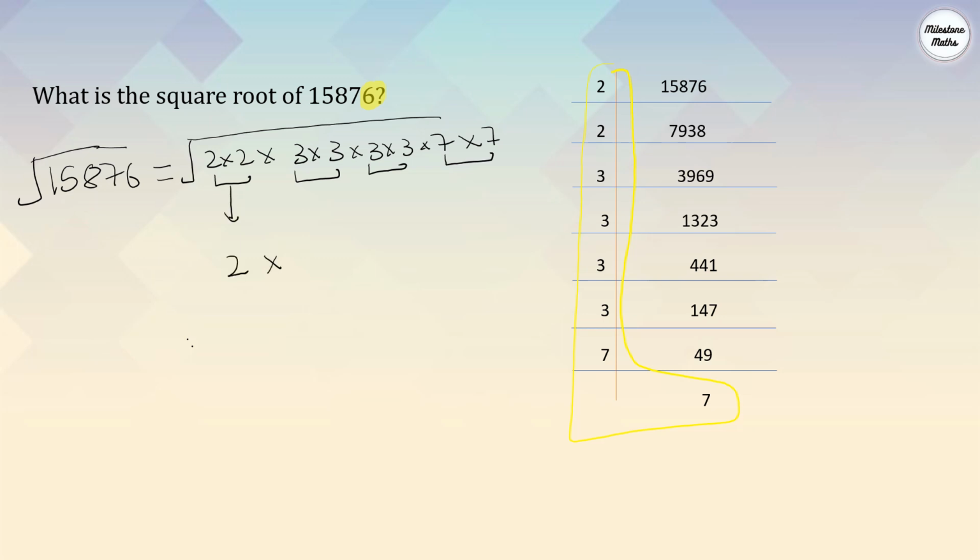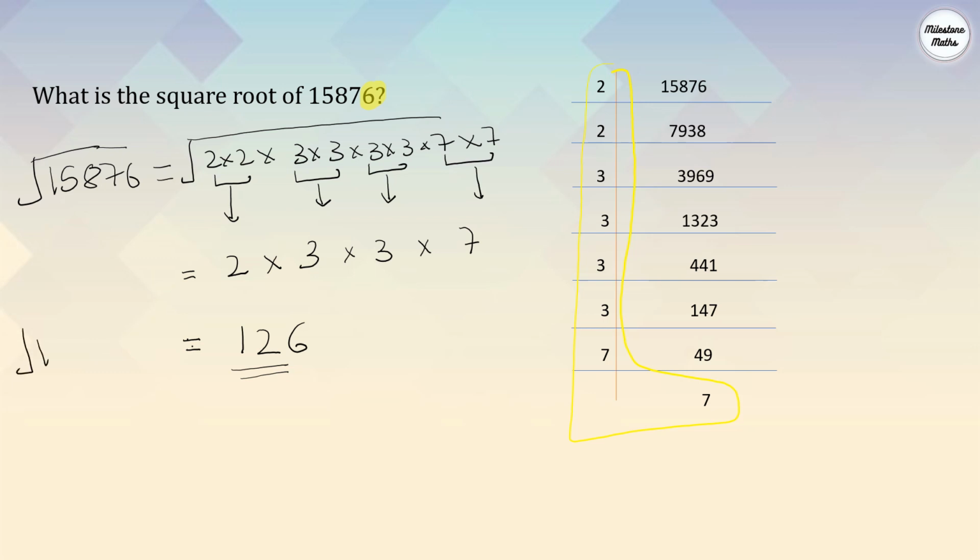So this 2 into 2, when you have to find the square root, you will write only once and remove the square root symbol. This 3 into 3 you will write once, again 3 into 3 once, and 7 into 7 you will write once. So we have got the product. We have to find the product of 2 into 3 into 3 into 7, and we will get 126. So the square root of 15,876 is 126.